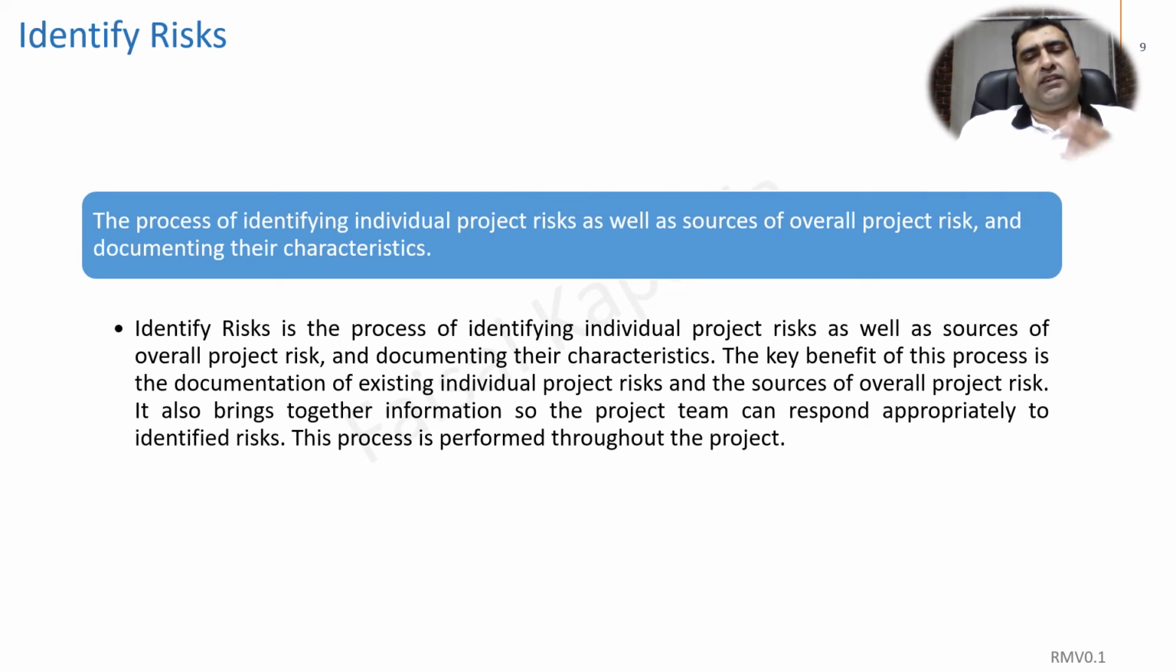So the next component of the risk management process is to identify risks. This process is basically about identifying the individual project risks as well as the sources of the overall project risk. And we document the characteristics of each risk so we can plan the appropriate responses against each risk.